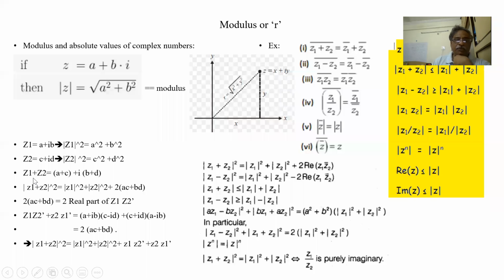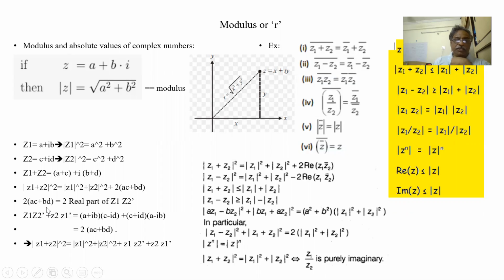So what is mod of Z1? A square plus B square. I is only a vector product, but when you take the modulus, A square plus B square is the modulus. So A plus C whole square plus B plus D whole square. A plus C whole square is A square plus C square plus 2AC. B plus D whole square is B square plus D square plus 2BD. So what is left over here is 2 into AC plus BD.